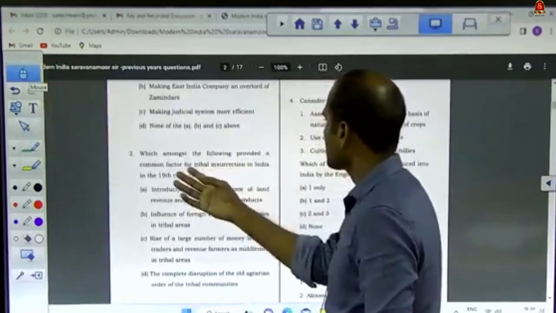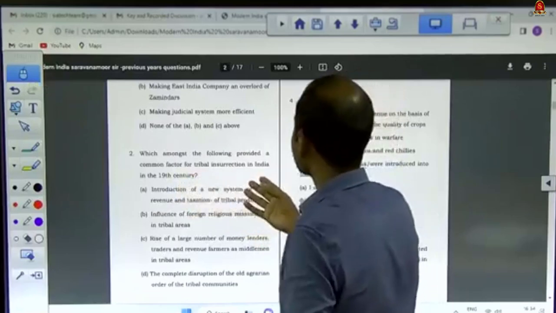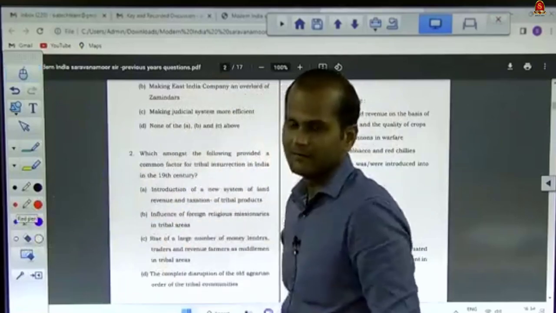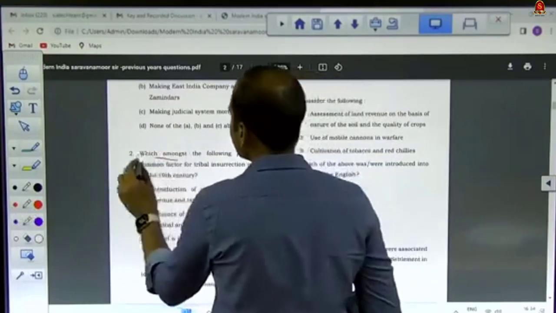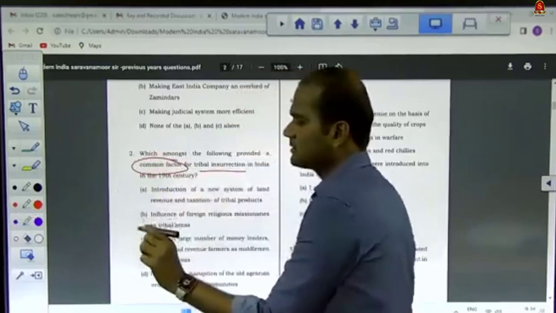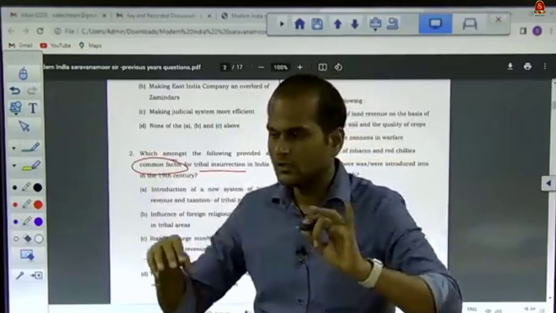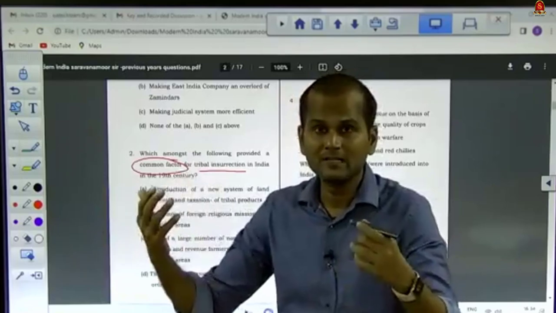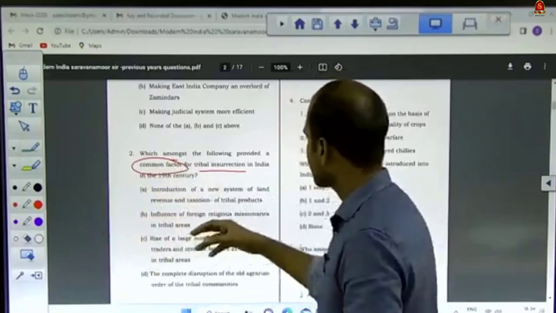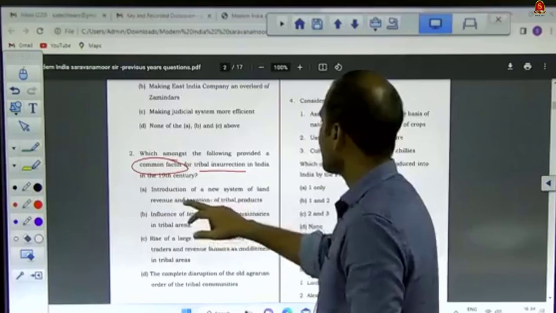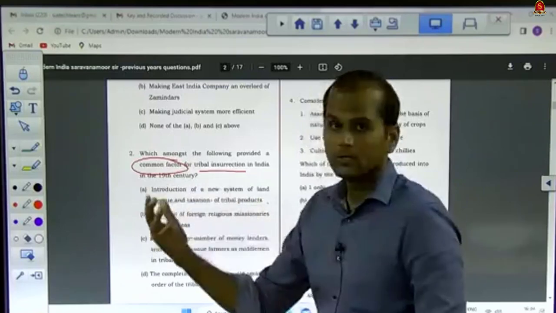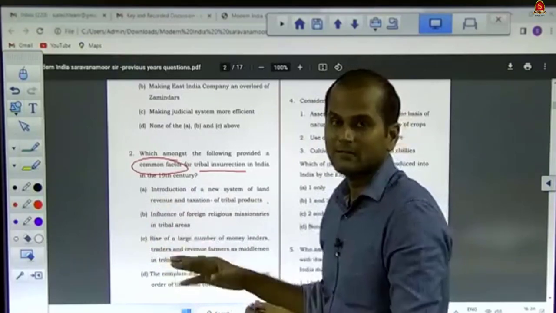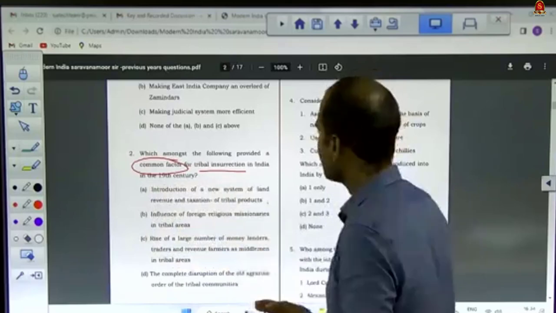Second question: which of the following provided a common factor for tribal insurrection in India? Here, all seem to be factors, but the question is very clear: common factor for tribal insurrection. So you can't point out one or two. Why did the majority of the tribes revolt? For example, the introduction of a new system of land revenue and the taxation of tribal products might have been the reason for one or two tribes, but not the common reason.